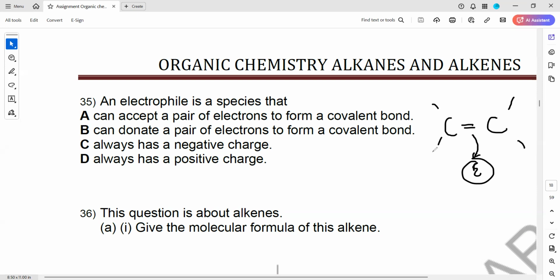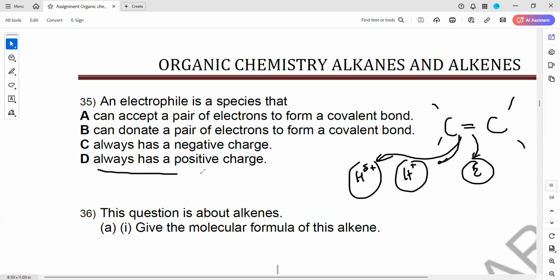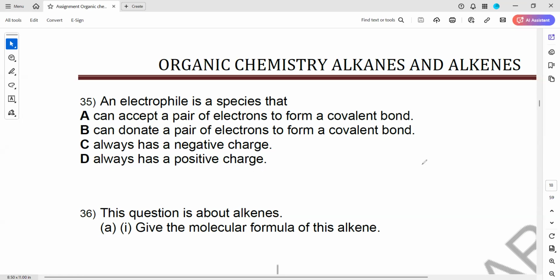So what is attracted towards the electron rich side? Either a partial positive or a full positive can be attracted. Both can be attracted towards the electron rich side to form a bond, to accept a pair of electrons. So it's not a rule that electrophiles always have a positive charge. Why is D wrong? Because it's not true that an electrophile should have a positive charge. Electrophiles may have a partial positive as well.